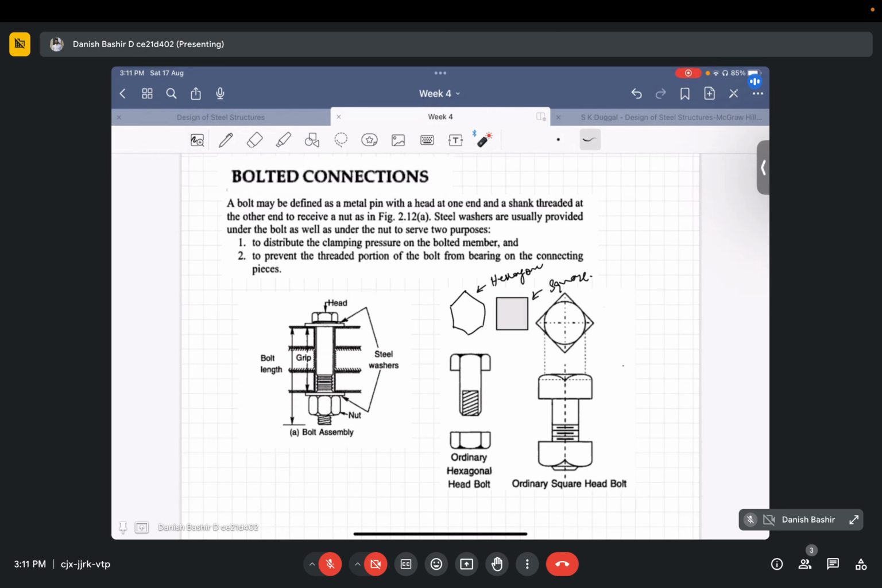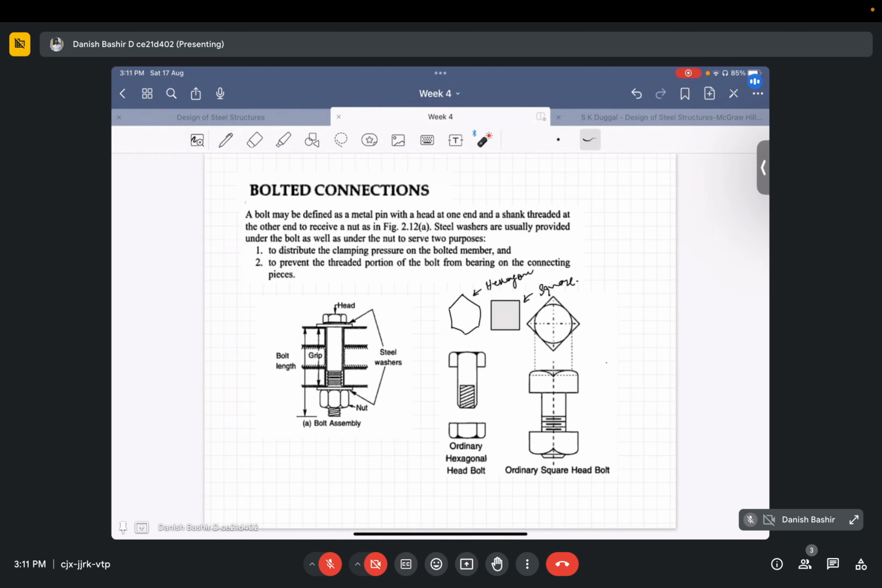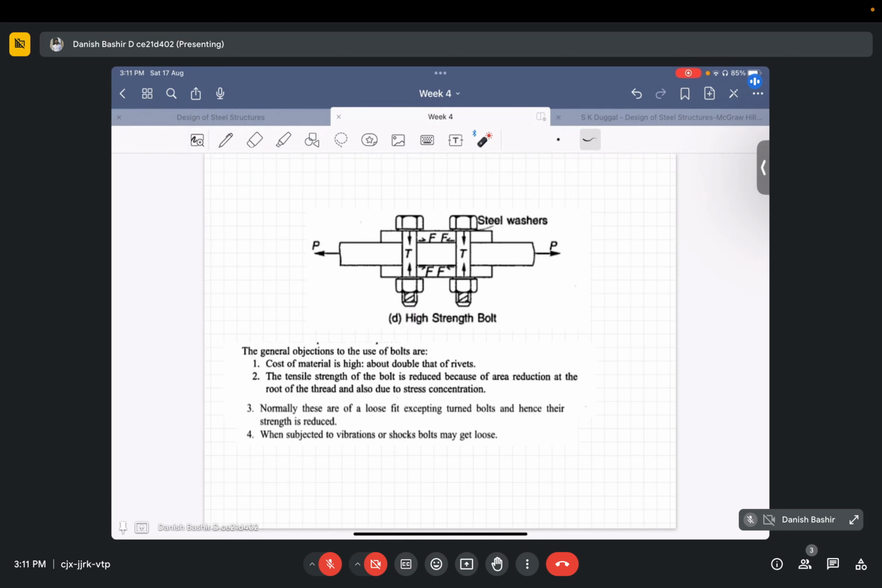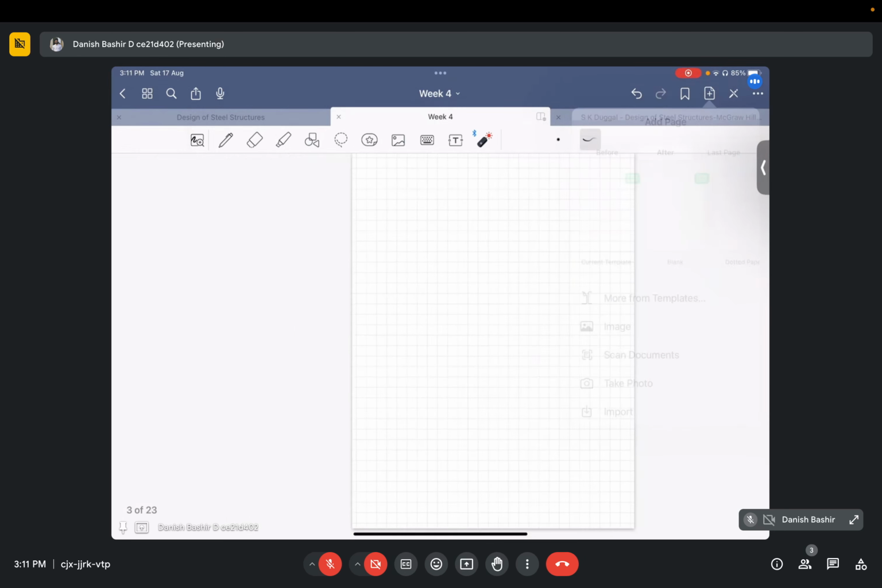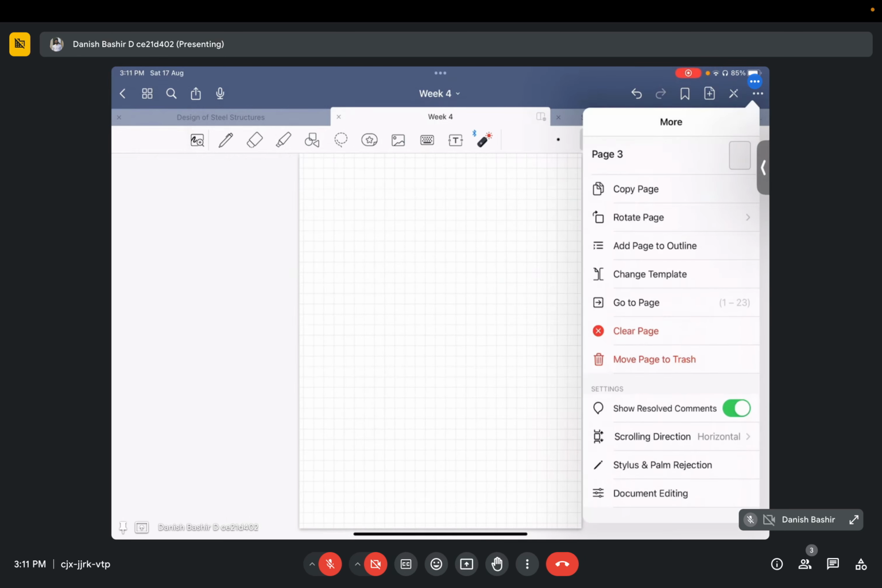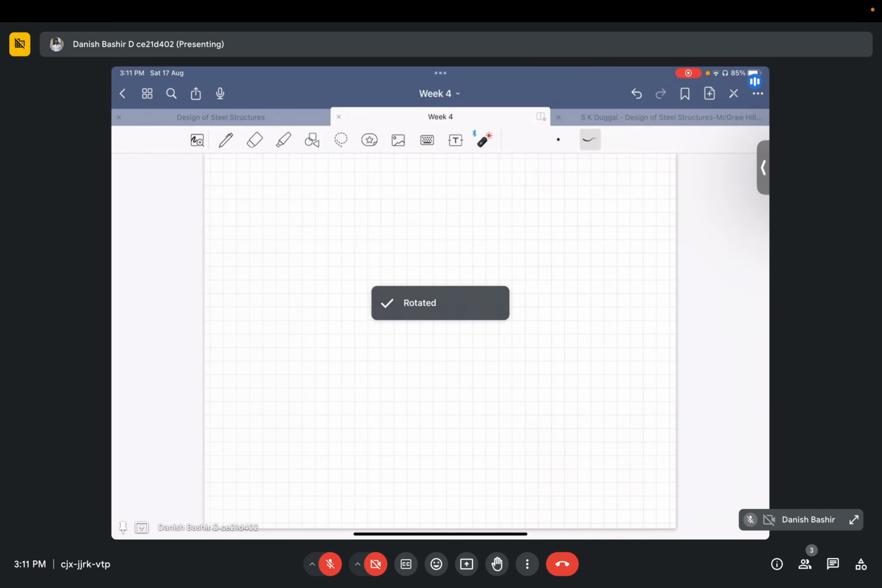Unlike the riveted connections, there are numerous advantages of bolted connections. One of the important advantages is this: in riveted connections, we have to make the rivet heads on the other side, but here you just have to fasten the nut on the other side. You will get a joint, a bolt joint. So the speed of erection of the structure can be speeded up.